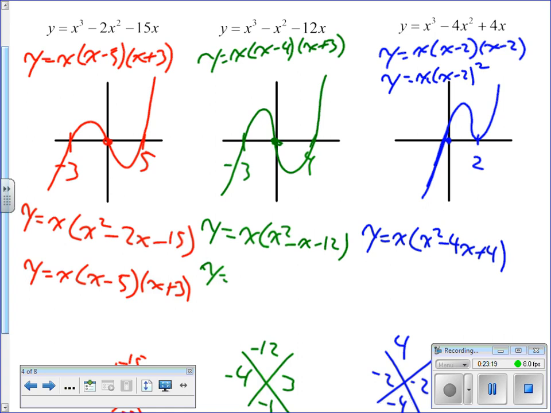So if that double 0 is the first factor, left to right, it just comes up and touches, goes down, and then comes up and goes through. But a double 0 like this, it just touches the line, it doesn't cross the line.